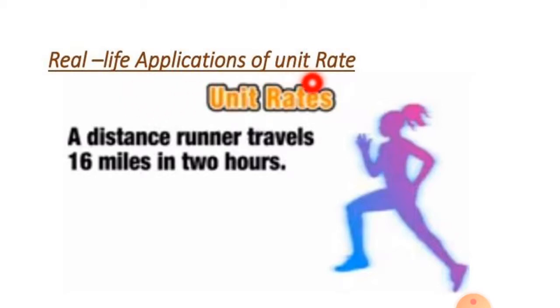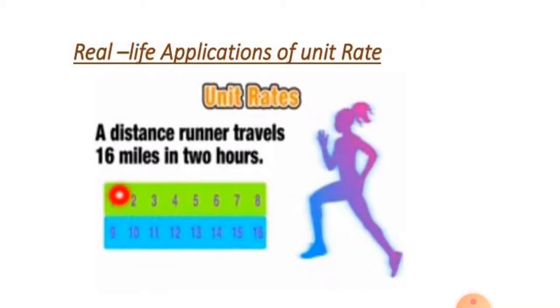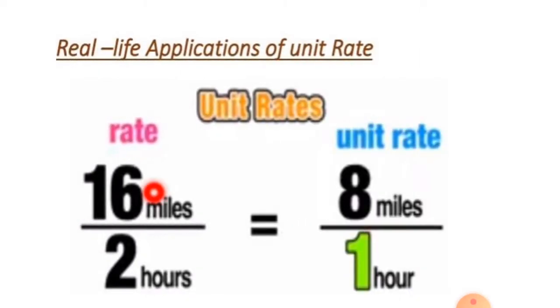Real life application of the unit rate. Let's go with an example. A girl runs 16 miles in 2 hours. To understand these questions, let's count down. 1 till 16 we have written over here and we have divided it in two parts. 1 till 8 is one part, and 9 till 16 is the second part. 1 till 8 we have considered as 1 hour and the second as the second hour. So we are having 2 hours. Let's start the solution of these 16 miles with the 2 hours.